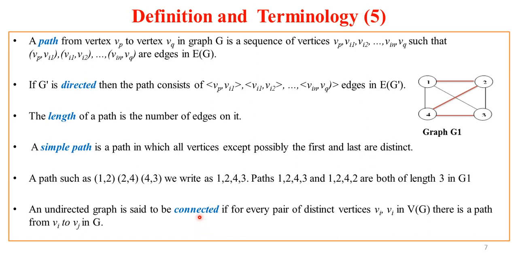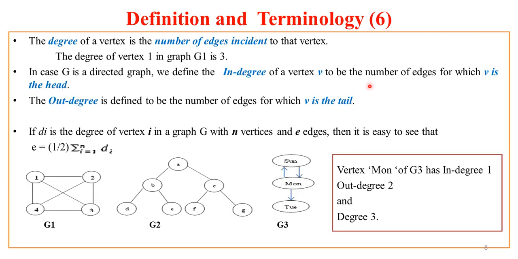And here, a graph is said to be connected if for every pair of vertices vi and vj in the set of vertices, there is a path from vi to vj. So this is called a connected graph. Here the degree of a vertex is the number of edges incident on the vertex. For example, the degree of vertex 1 in G is the number of edges incident. So it has 3 incident edges, edge 1 to 2, edge 1 to 3, and edge 1 to 4.